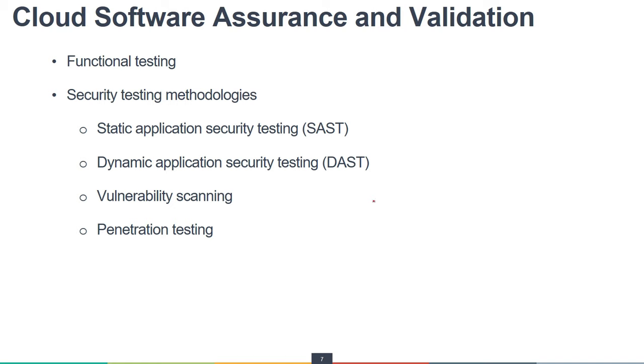Cloud software assurance and validation: we have functional testing. This is primarily to validate the functional aspects, the features or components of an application, rather than the complete application as a whole. For example, functional testing includes unit testing, component testing, integration testing, regression testing, etc. Furthermore, we have black box testing, where the tester doesn't know what is inside or what the design is. They just know that this is the input and this should be the output from this black box.